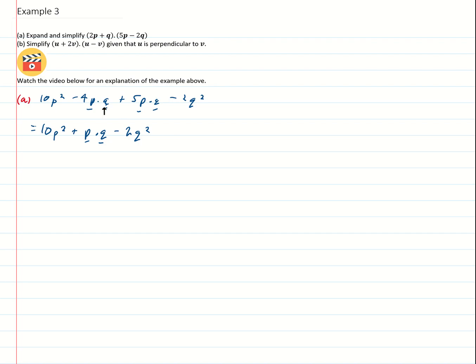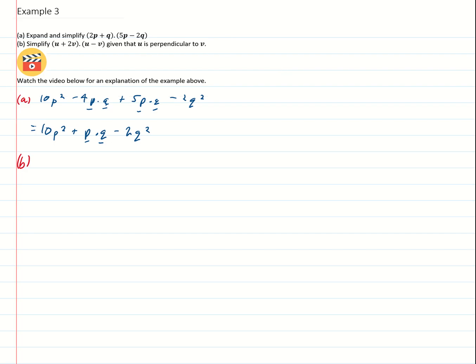Okay, so that negative 4 plus 5 is just going to give us 1 of the dot product of p and q. Okay, let's move on to B. So B, we have a similar thing, but we have an extra condition. We're told that U is perpendicular to V.